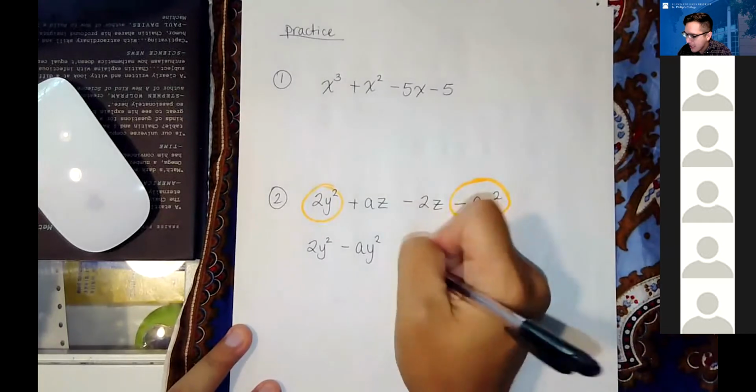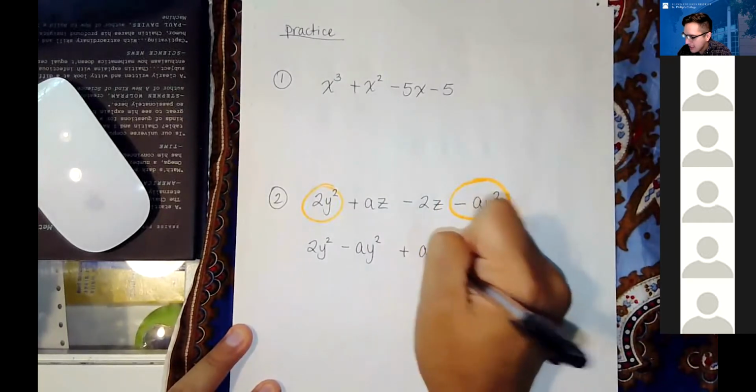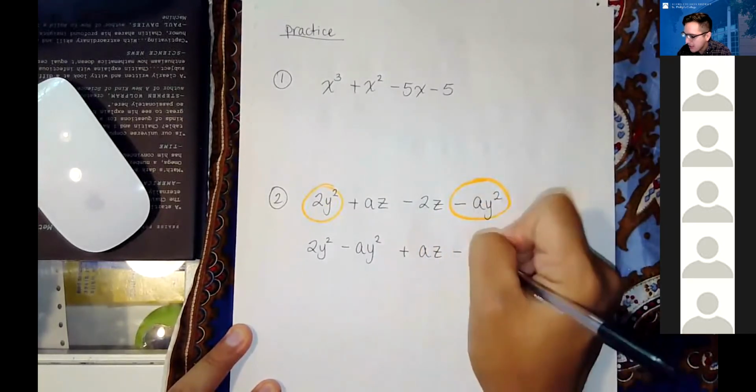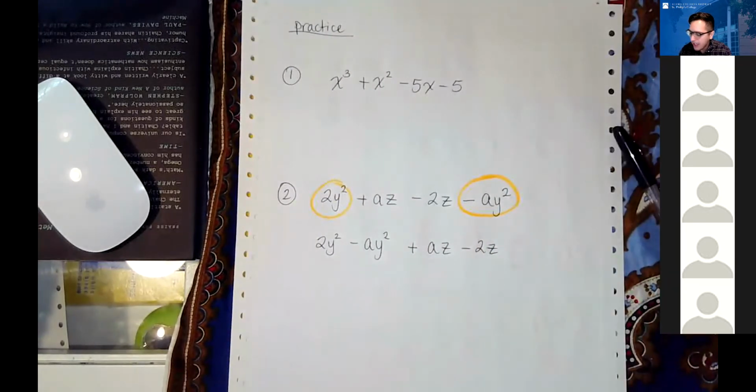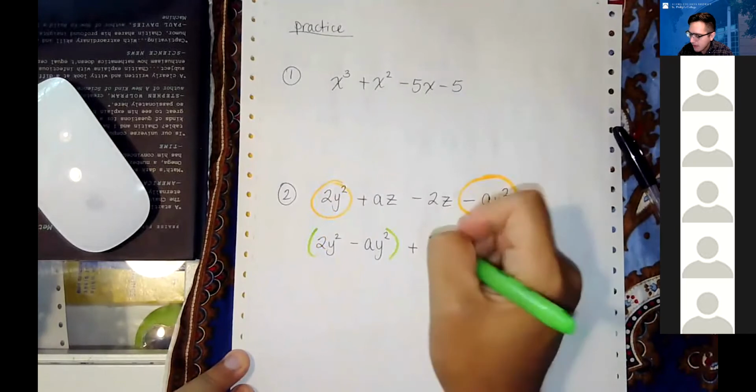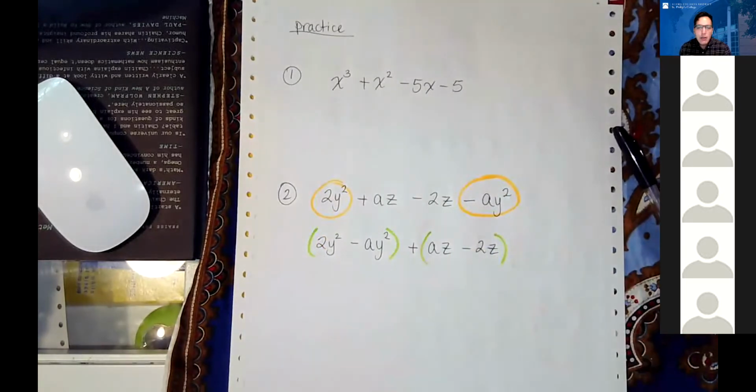And then I would say plus az minus 2z. And then I would go ahead and group these together, because now the first two terms, as I've rearranged them, do have a common factor. And the second two terms, again, as I've rearranged them, do have a common factor. So you may have to do a little bit more processing than just throwing some parentheses on.